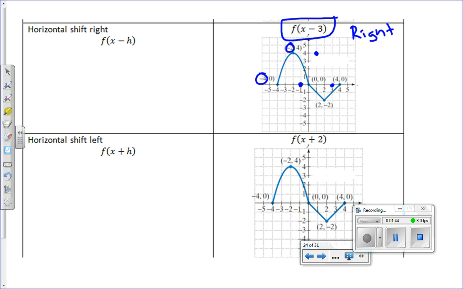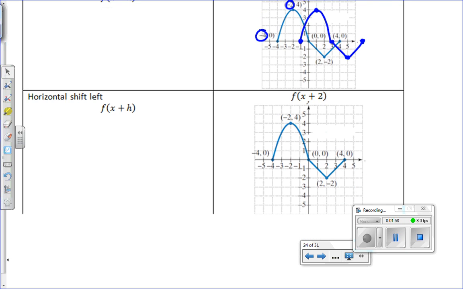So the left half of this graph is shifted to the right 3 units. Let's move this over to the 5, and this to the 7. And then I'll have that particular part of the graph. So that's a horizontal shift to the right. If I add a number, it's going to lie. It moves it to the left. So if I shift every ordered pair to the left 2 units, I will get this particular graph.